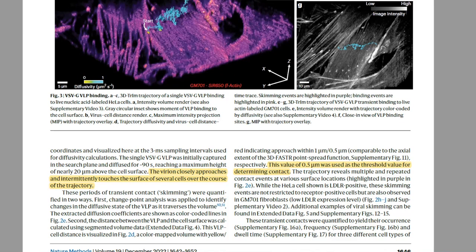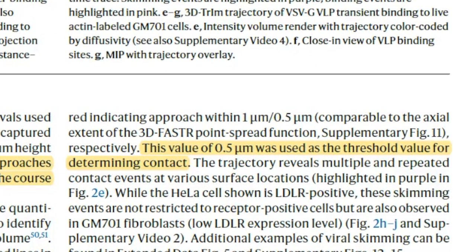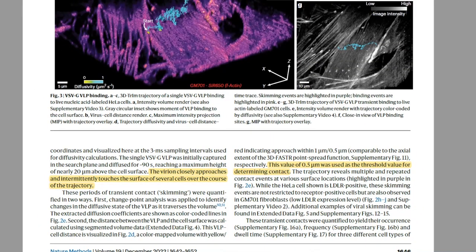Now, we know that in the next highlight, they say this value of 0.5 micrometers was used as a threshold value for determining contact. So they aren't really able to tell that there's actually direct contact between the particle and the cell. They make an assumption that if they measure the distance and it's within 0.5 micrometers, which are millionths of a meter, that counts as actually coming into contact. So they don't even really know if it actually bumps into it, but it at least comes very close, depending on the error of their tracking techniques.